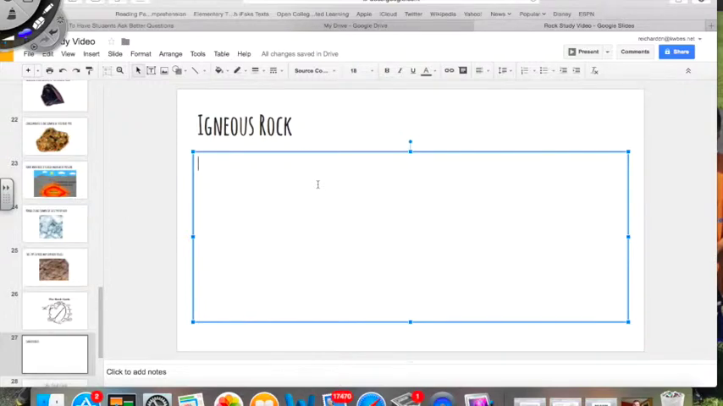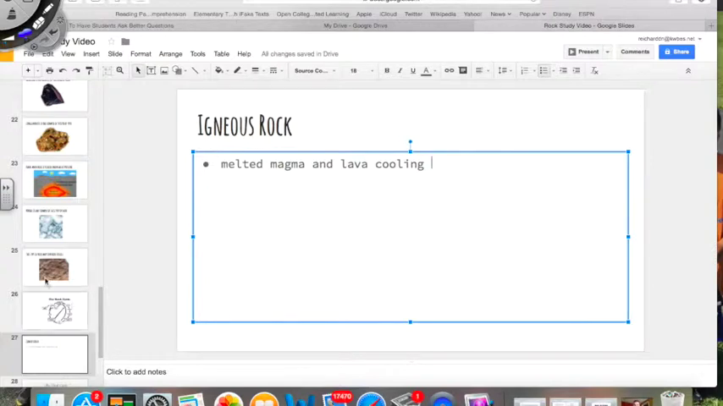You need to think to yourself, how does igneous rock form? What are the characteristics that require it to form? If you know that, then you know the entire rock cycle. So it would be melted magma and lava cooling. That would form an igneous rock.